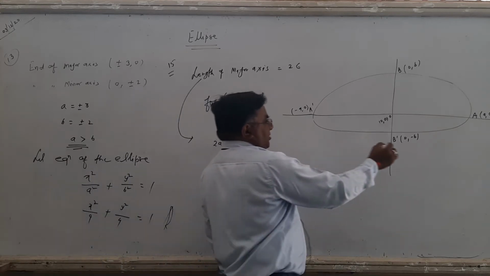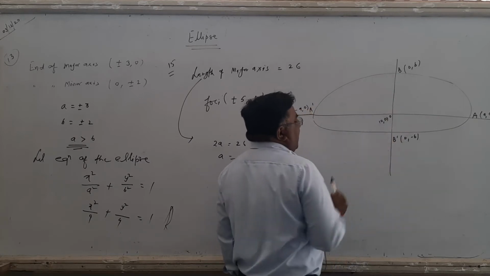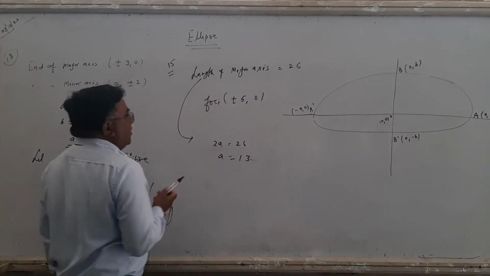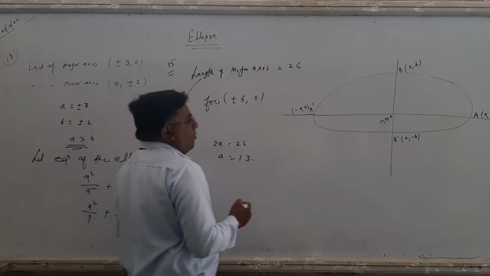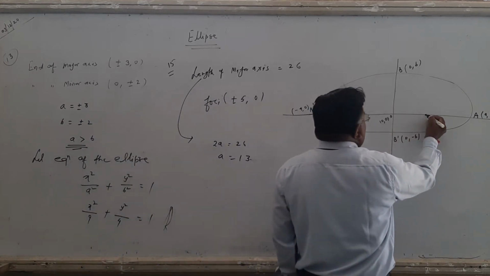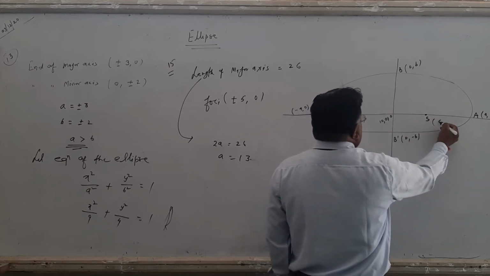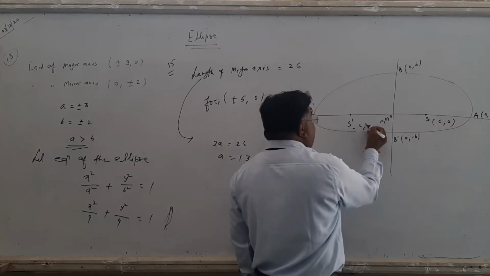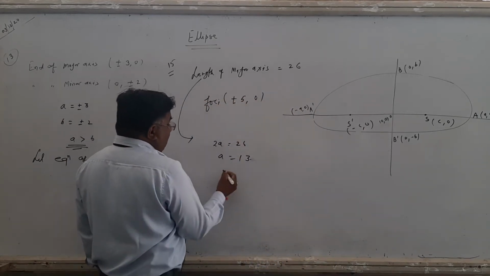This is the length of major axis. A dash is called the length of major axis, which is 2a, and b dash is the length of minor axis, that is 2b, right? And now the coordinates of foci are given as plus minus 5, 0. And you know, in an ellipse, the coordinates of foci, this is S and S dash, are (c, 0) and (minus c, 0). So now look, here it is plus minus c, 0. What is the value of c?